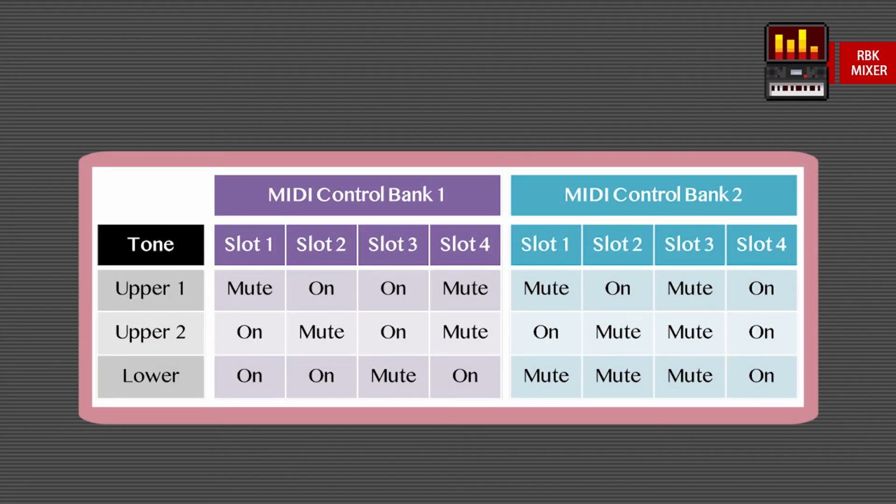Now, you might have looked at this chart earlier and wondered why you would ever want to use a registration like this one in the second bank, where all 3 of the tones are muted. Well, even though you've muted all the keyboard tones, the rhythm and accompaniment voices are still fully usable. This lets you configure your keyboard as a multi-channel USB MIDI controller with the added bonus of a built-in drum machine or accompaniment generator to play along with.